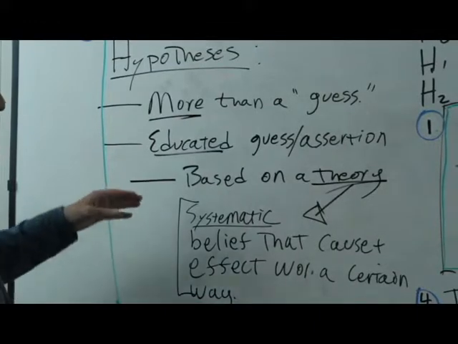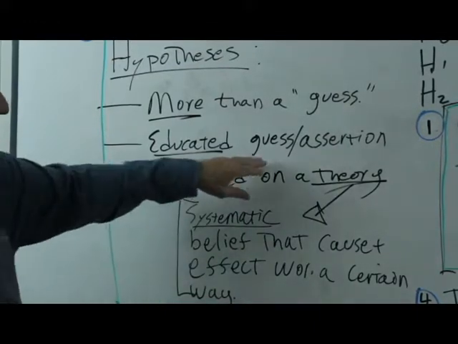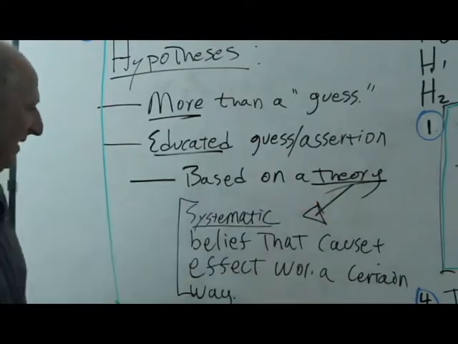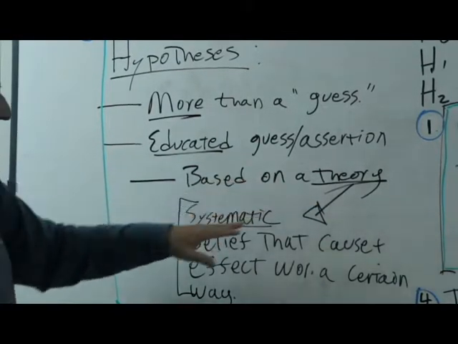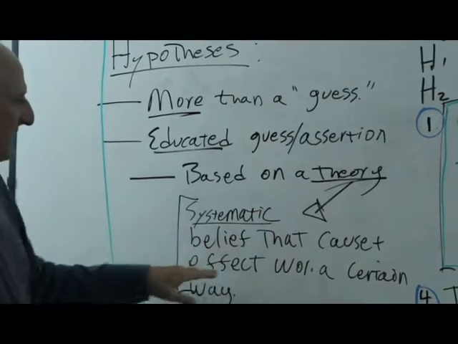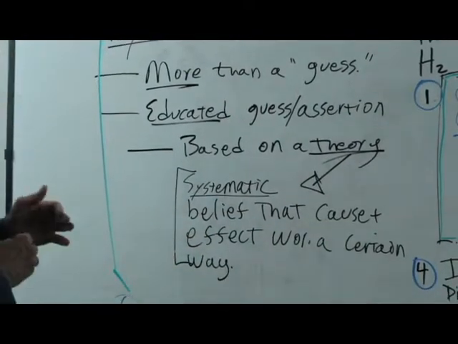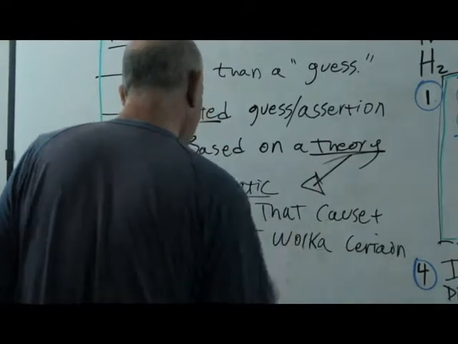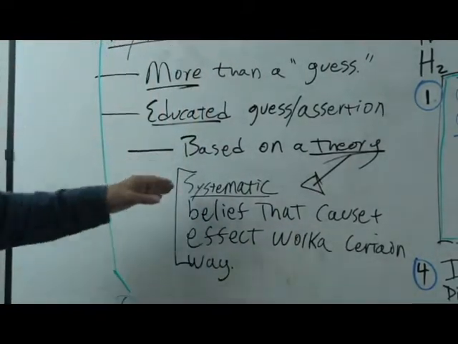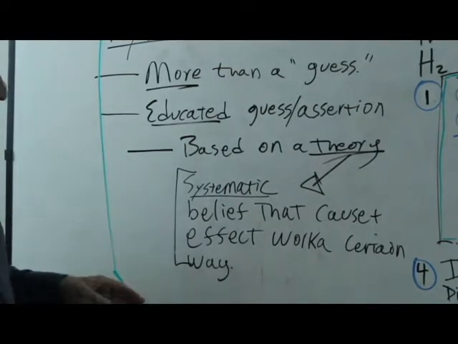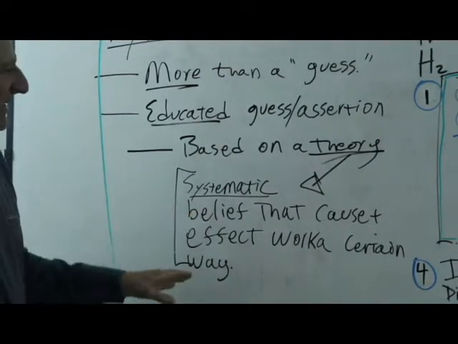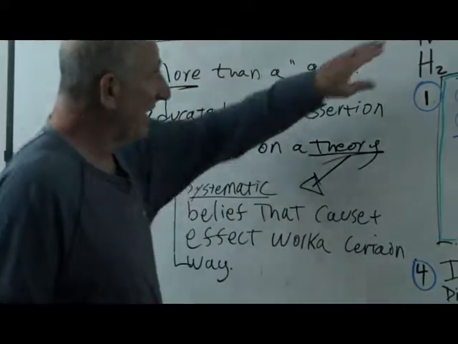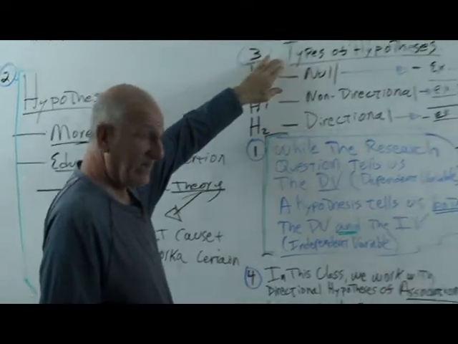A better way to say it than an educated guess is to say that it's an assertion based on a theory. And a theory is a systematic belief that cause and effect work a certain way. Let me correct this here. There should be a K there. Again, a theory is a systematic belief that cause and effect work in a particular way. Now let's look at some types of hypotheses. Item number 3 up here.